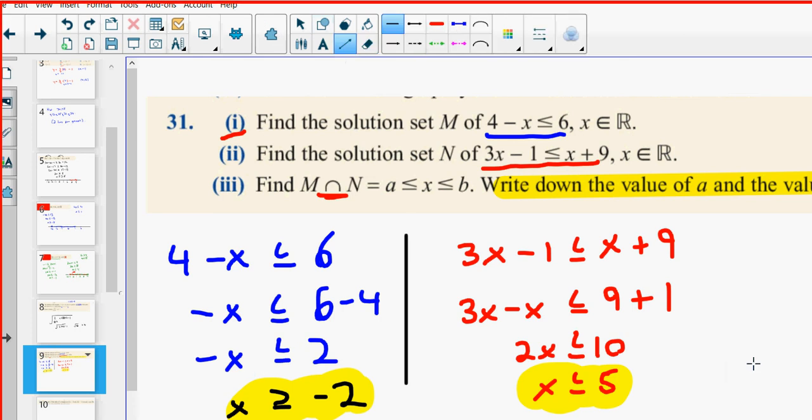It should say graph. Oh wait, I'm wrong. Sorry guys, I read the question wrong. It doesn't actually want you to graph or write down the answers. It just wants you to write down the value of A and the value of B.